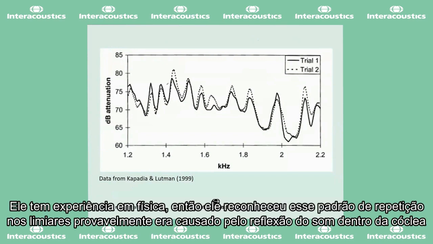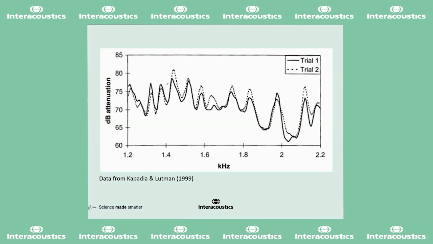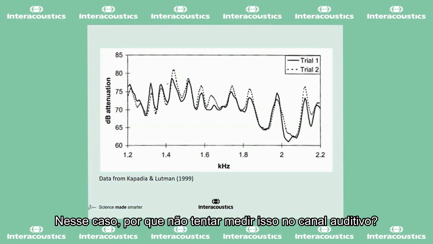Now, he has a background in signals and physics, and so he recognized straight away that this repeating, undulating pattern in the threshold was likely to be caused by the reflection of the sound inside the cochlea, interfering with the incoming stimulus. And he thought, well, if there's sound bouncing around inside the cochlea, perhaps some of it leaks back out of the cochlea, in which case, why not try and measure it in the ear canal?